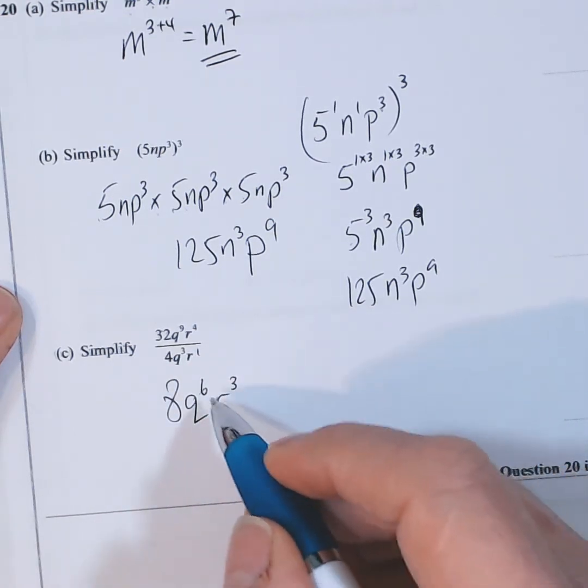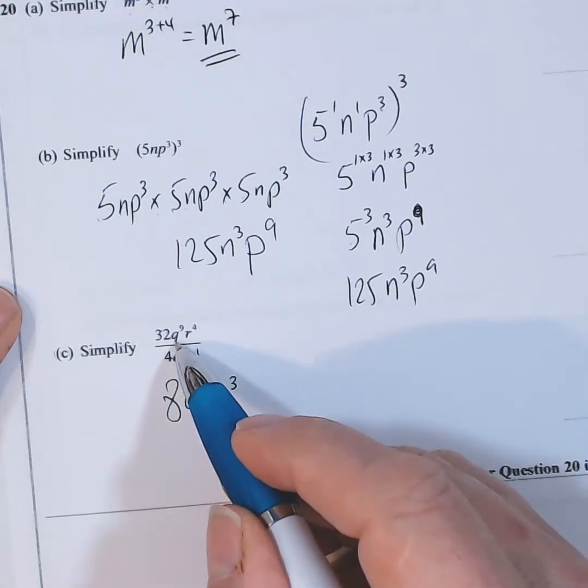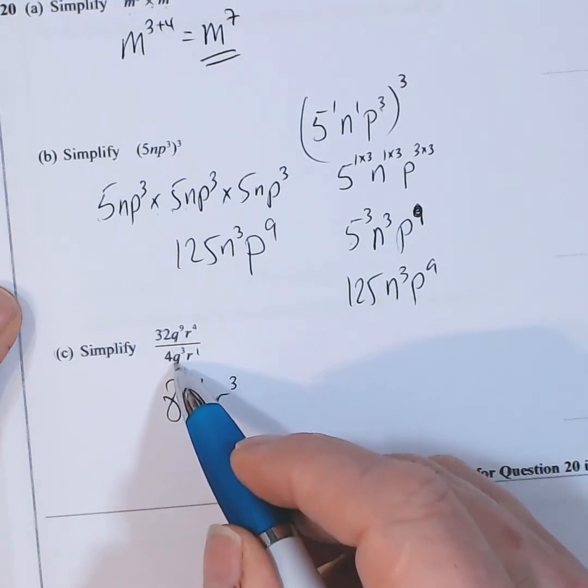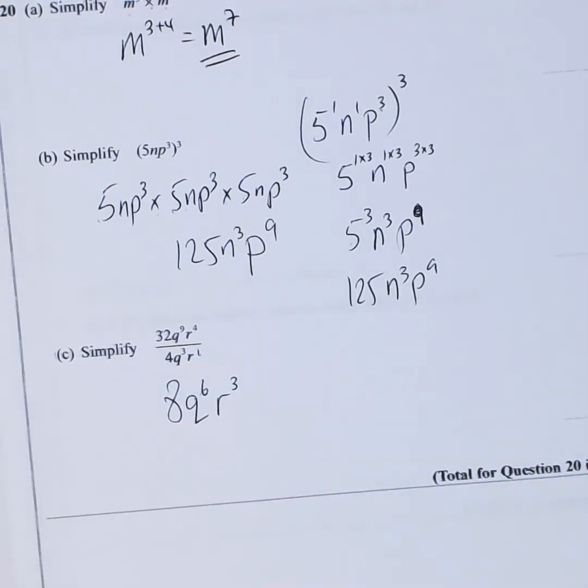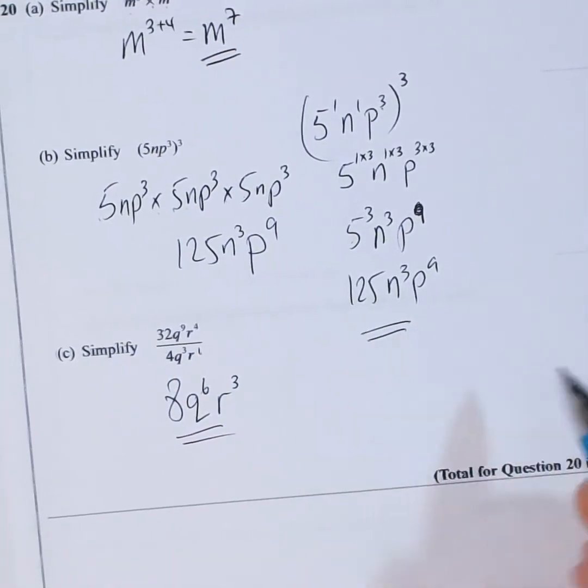So here we're using the law where if you're dividing by the same base, q is the same base, you can take away the powers when you're dividing. Okay, so those would be the answers to those questions, guys.